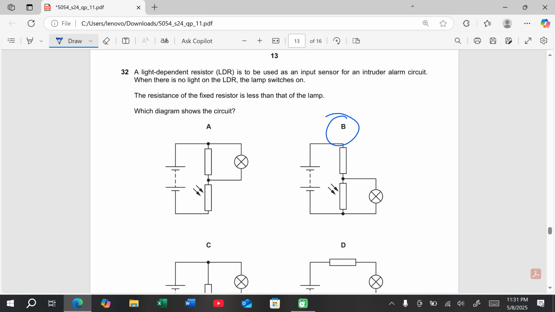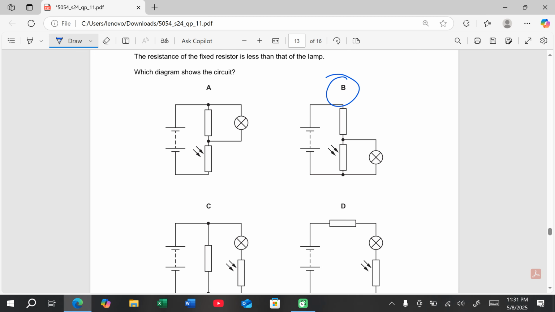That should be B. Because if there is no light on the LDR, its resistance will be greater, so the combined resistance will be less than that of the fixed resistor.